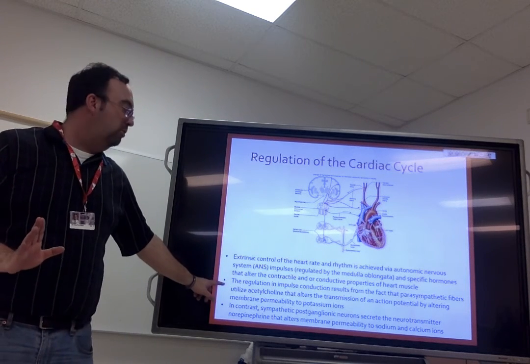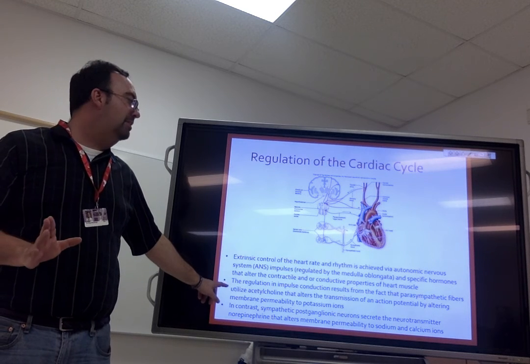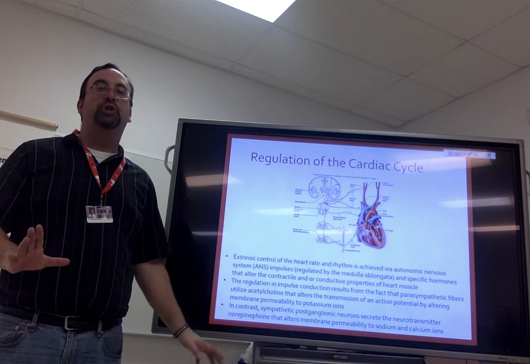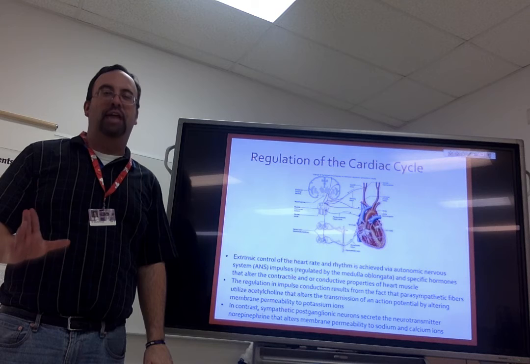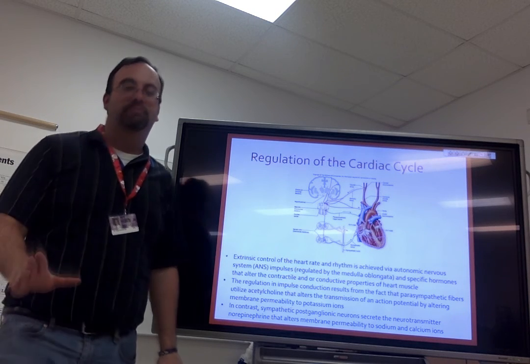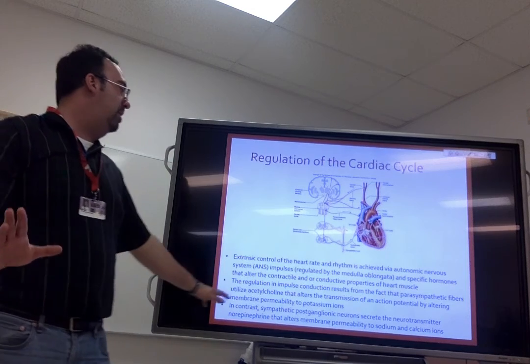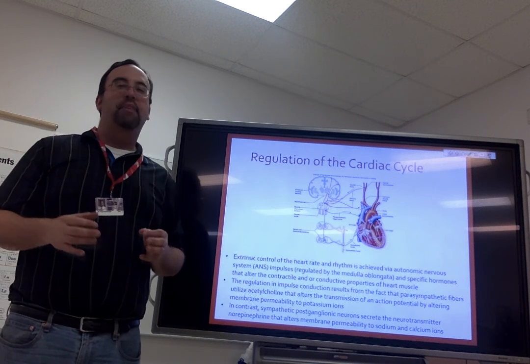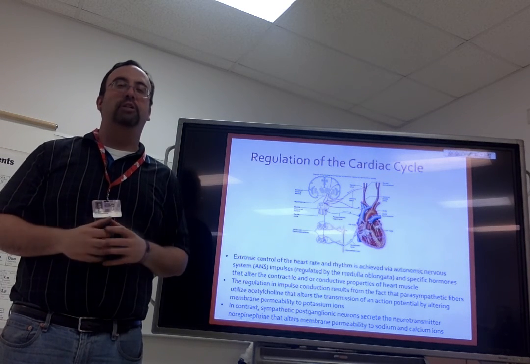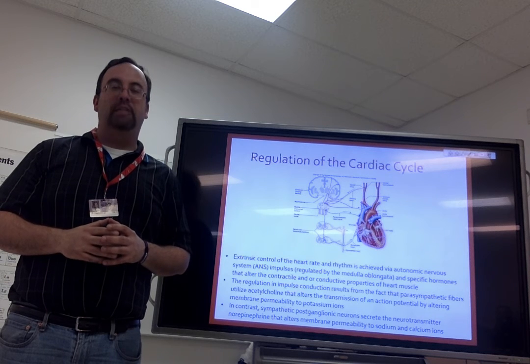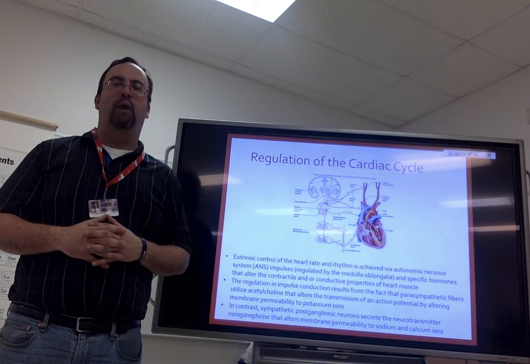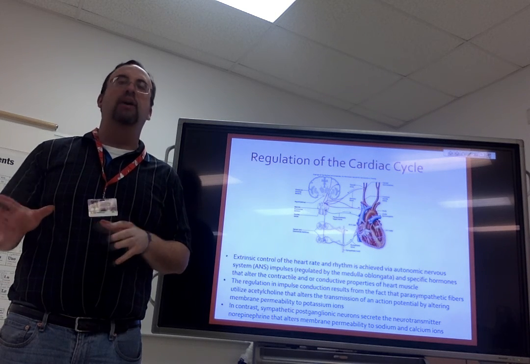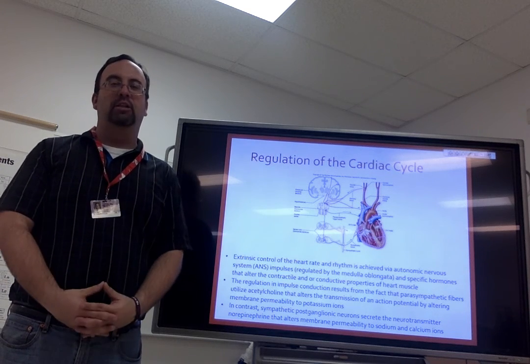The regulation of impulse conduction results from the fact that parasympathetic fibers utilize acetylcholine. There's our major neurotransmitter. Remember, we gave it the abbreviation capital A, capital C, little h. And so we can see that this is also in play here. It's going to alter the transmission of the action potential by altering the membrane permeability to potassium ions. And so remember also that potassium ions can be a little leaky, and so that is also why the membrane potential is negative on the inside. And so just a remembrance of what we talked about back during the nervous system.